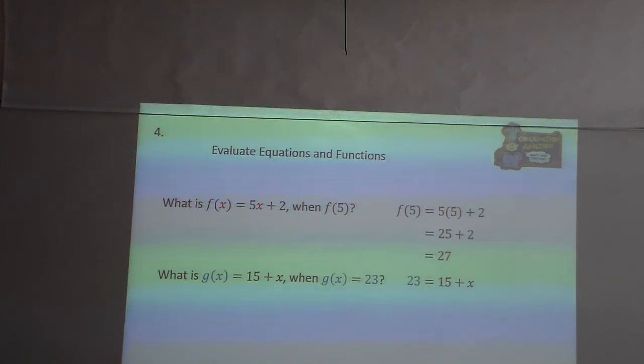equation. So here I have a positive 15, so I'm going to minus 15 from each side. And if I minus 15 from each side, 23 minus 15 is 8. So the answer to that is 8 equals x. Notice, this 8 makes this number equal to 23. That's what happened here. That's what's different.